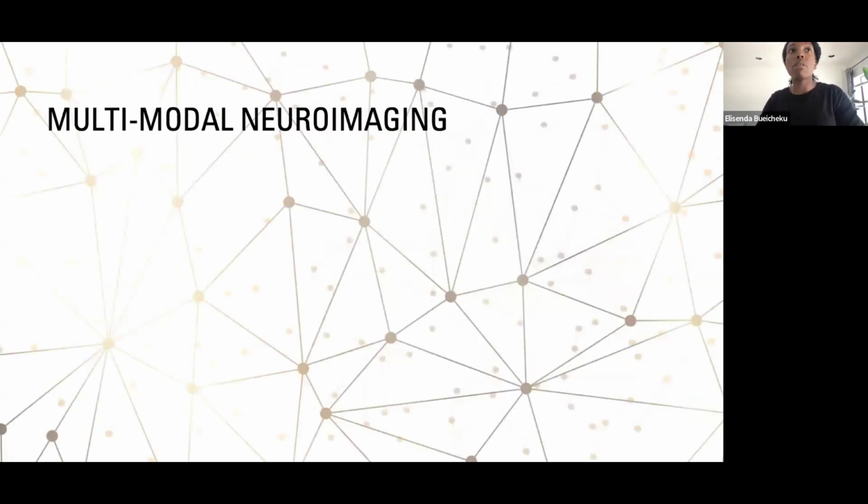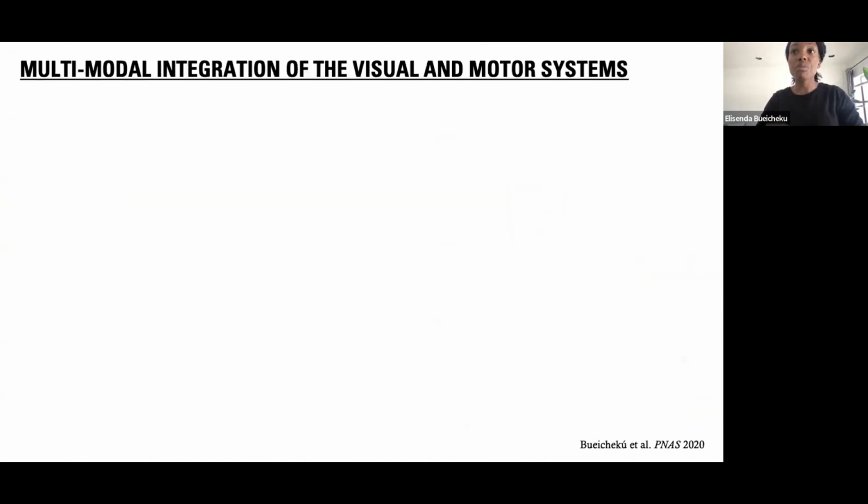Let's go to something more specific to look at how graph theory allows us to understand how the brain works. So in one research that we were doing several years ago, we were trying to find out the visual motor integration system and how this system is actually related to different developmental disorders that present problems related to visual motor integration.